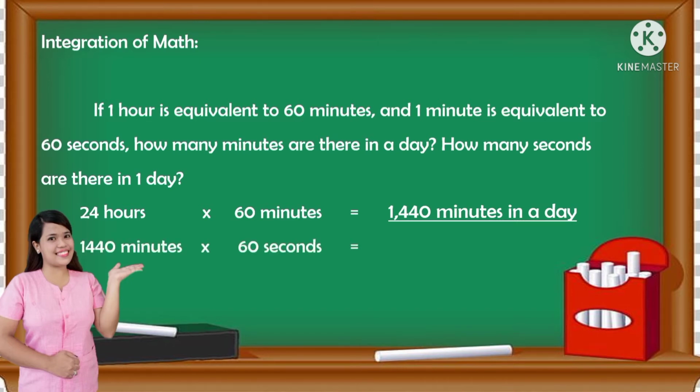If 1 day is equivalent to 1,440 minutes and 1 minute is equal to 60 seconds, then 1,440 minutes times 60 seconds is equal to 86,400 seconds in a day. So that means the Earth rotates on its axis every 24 hours, which is also equivalent to 1,440 minutes and also equals 86,400 seconds in 1 day.